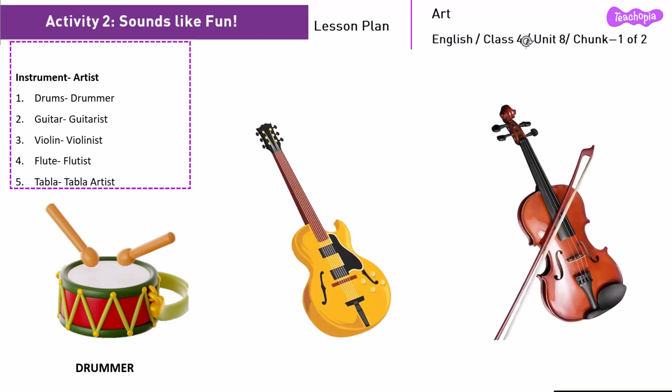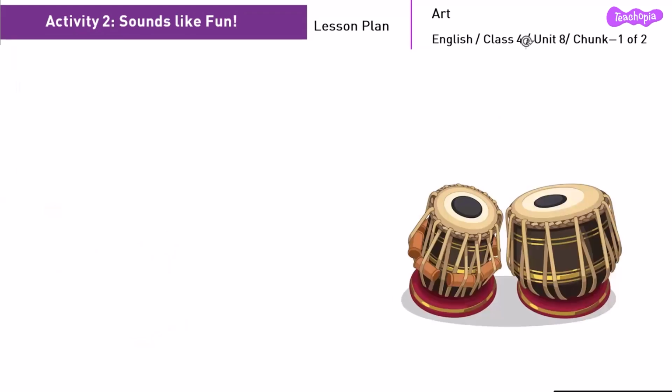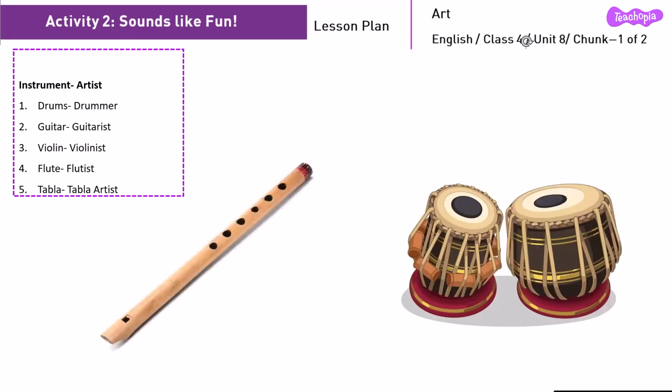Similarly, if we show the picture or the flashcard of a guitar, we have to ask what the person who plays guitar is called. So the children should know he is known as a guitarist. Similarly, the person who plays violin is known as a violinist, who plays flute is called a flutist, and who plays tabla is known as a tabla artist.